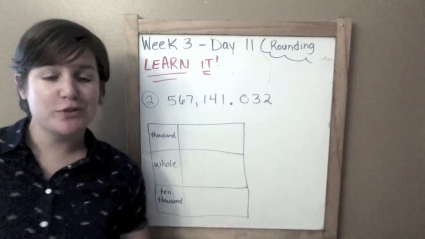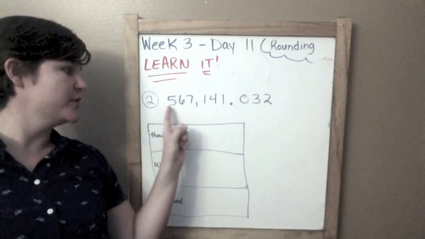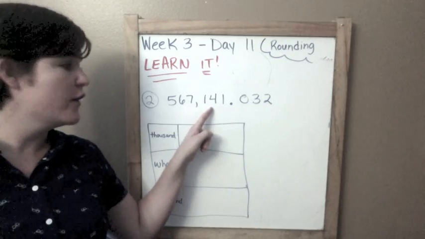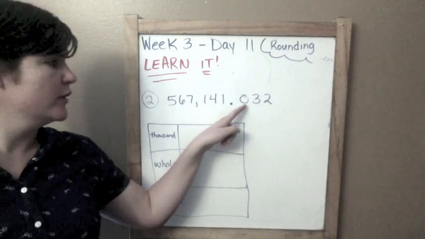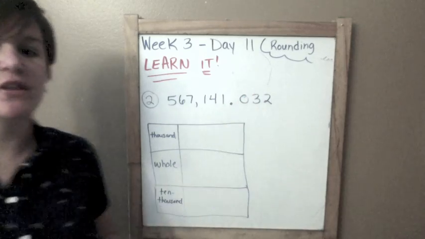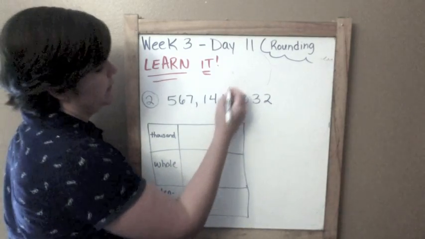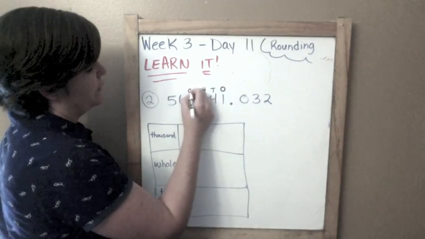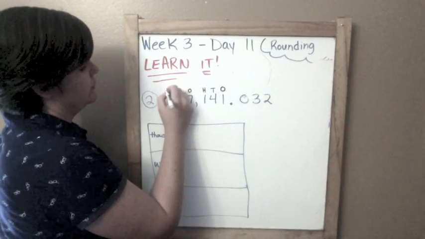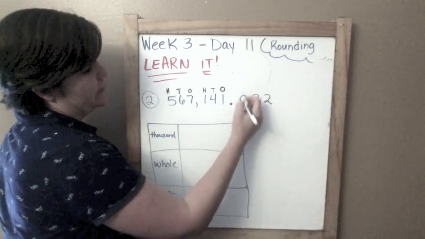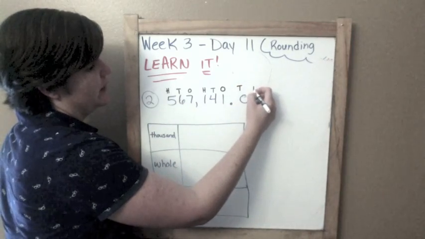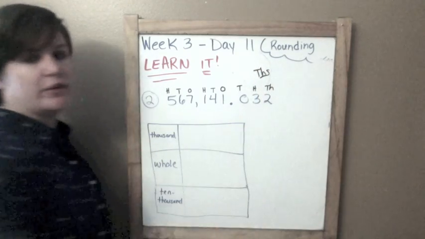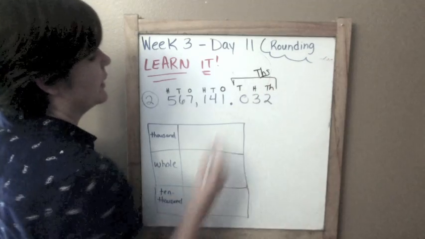All right, number 2, we're going to do the same thing. This time our number is 567,141 and 32 thousandths. Let's go ahead and put in our place values. So anything to the left, ones, tens, hundreds, 1,000ths, 10,000ths, 100,000ths. This would be the tenths, hundredths, thousandths. Remember that these over here are the ths. These guys over here behind the decimal.